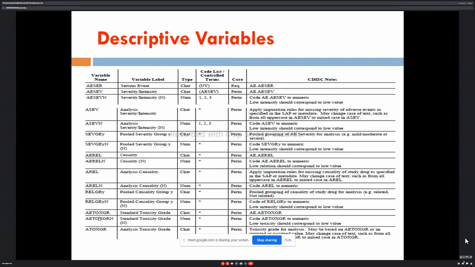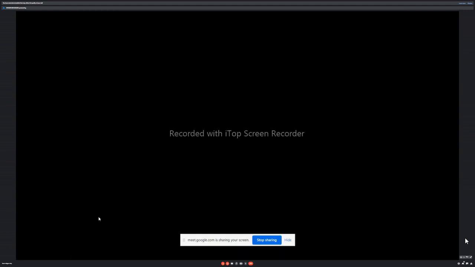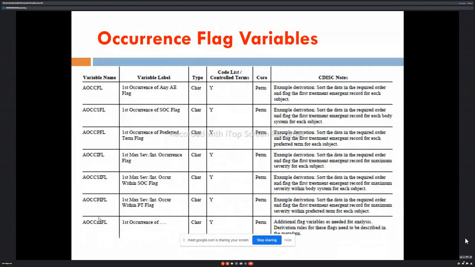What values should severity have? Mild, moderate, severe. But I told you, in some oncological studies, you will have missing values in AE severity. In that scenario, in which way are we going to have a value? In toxicity. Okay? And then we have toxicity grade numerical, toxicity grade Y, group numerical, and AE action. This is also directly from the AE dataset. These are the variables that we are going to have in the ADAE dataset.